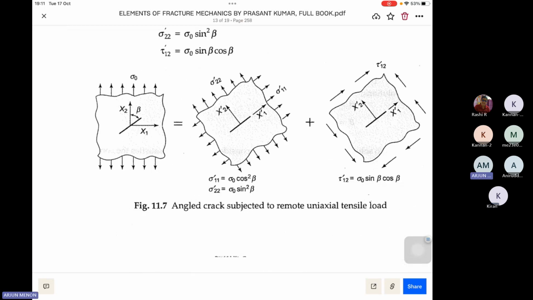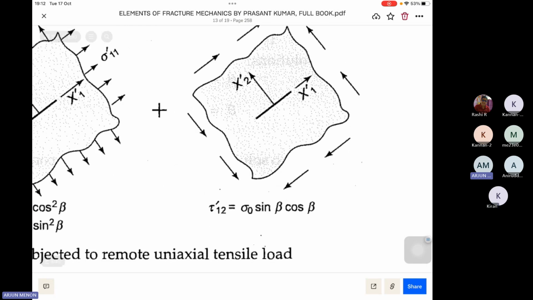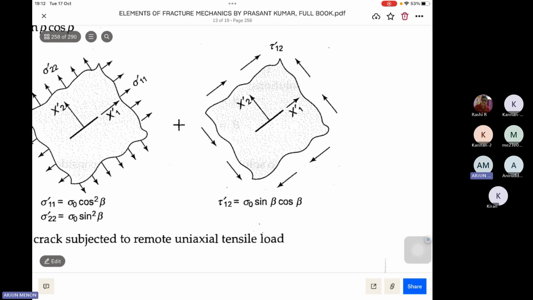So you know that sigma 22 is the one for the mode 1 condition, which is a normal stress. You just do sigma naught, the value given, multiplied by sine square beta, which is sine square 30. So you get the value of sigma 22, and then you find the shear stress. Shear stress tau 12 is nothing but sigma naught sine beta cos beta.